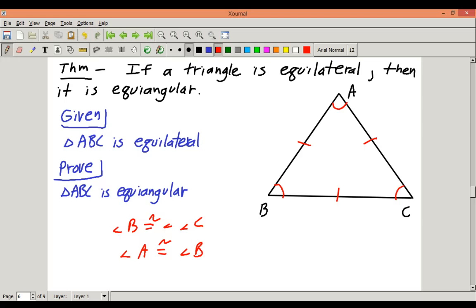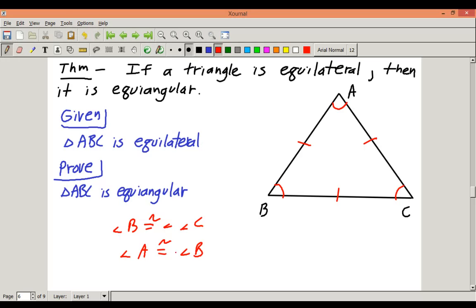So by the transitive property, angle A is congruent to angle B is congruent to angle C. They're all equal. They're all congruent. The angles are congruent. So that means that triangle ABC is equiangular. And we also know that those angles would be 60 each. So the theorem says if a triangle is equilateral, then it is also equiangular.